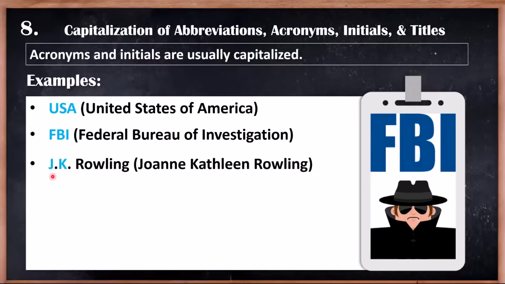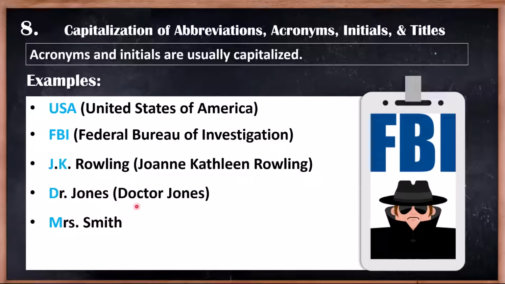Here's another example where we capitalize initials. Many famous authors prefer to go by their initials, J.K. Rowling. The J.K. stands for Joanne Kathleen Rowling. Dr. Jones. Here, we capitalize the D. And again, all of these are capitalized if they're at the beginning or in the middle of a sentence. It doesn't matter. They're always capitalized.